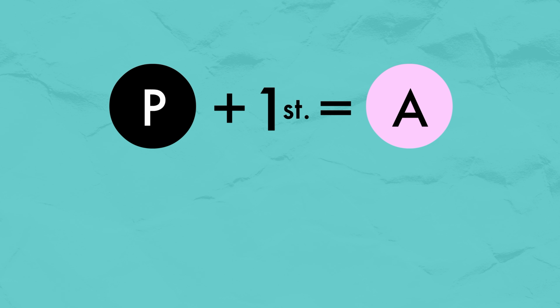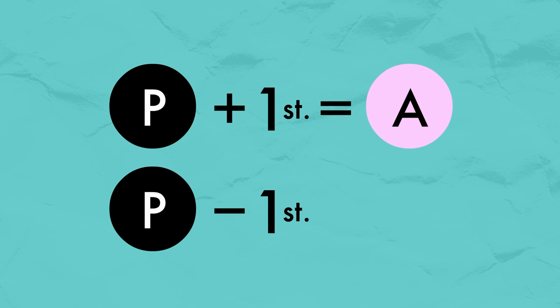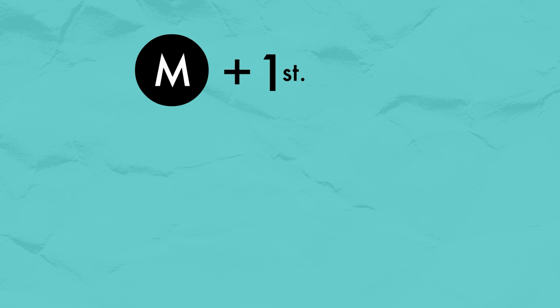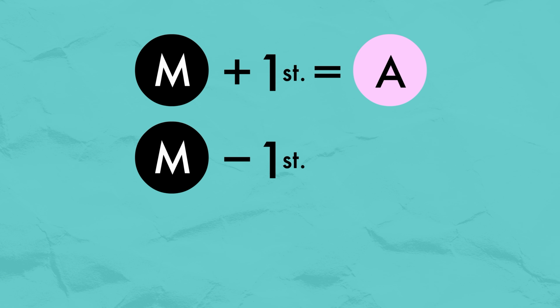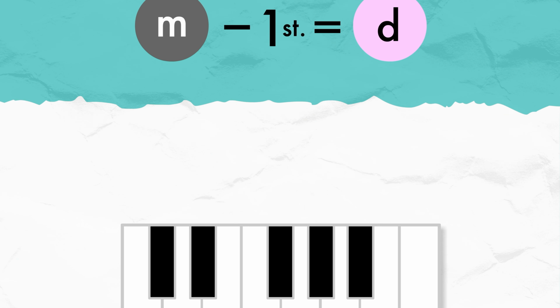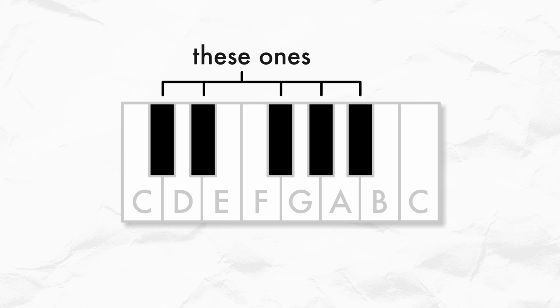Now, if an interval is a semitone larger than a perfect, then it's called augmented. And if it's a semitone smaller than a perfect, then it's called diminished. For major intervals, if an interval is a semitone larger, then it's called augmented again. If it's a semitone smaller, then it's called minor. And if it's a semitone smaller than a minor, then it's called diminished. So now we can deal with all those notes in between. And that's when things start becoming interesting.